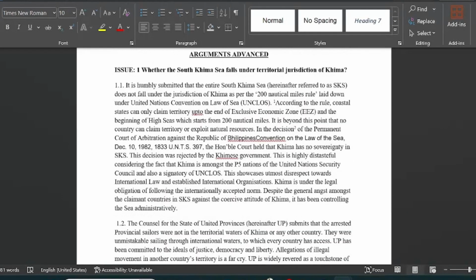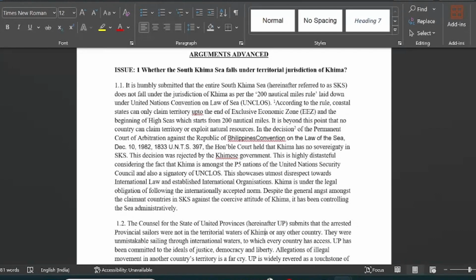Moving on, in the decision, Philippines Convention, the decision was rejected by the Kimis government. This is highly... you understood, right? This basically explains the dimension: what date it was from, and in which jurisdiction it is being exercised.